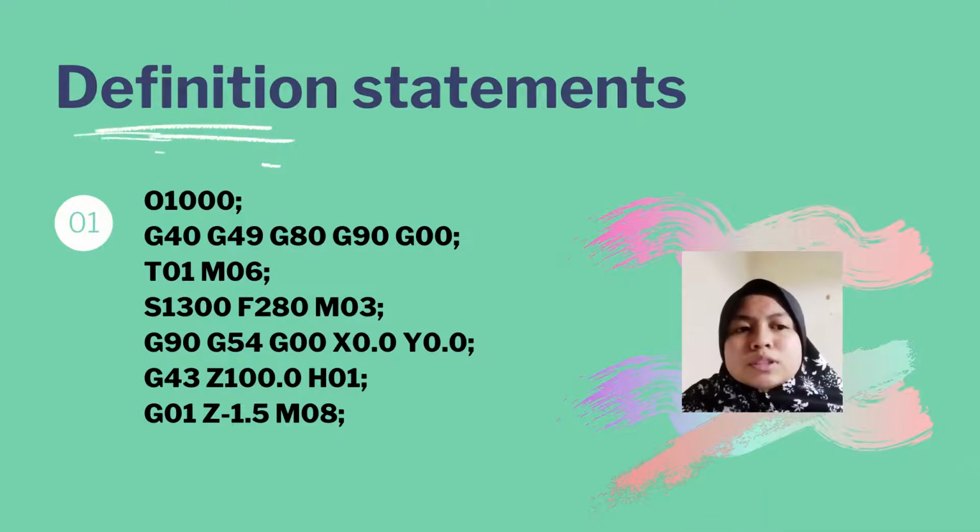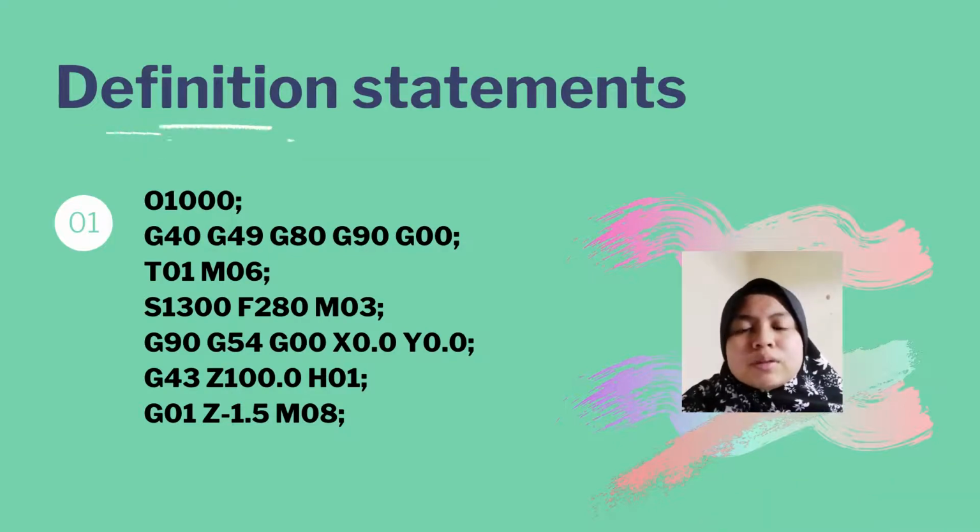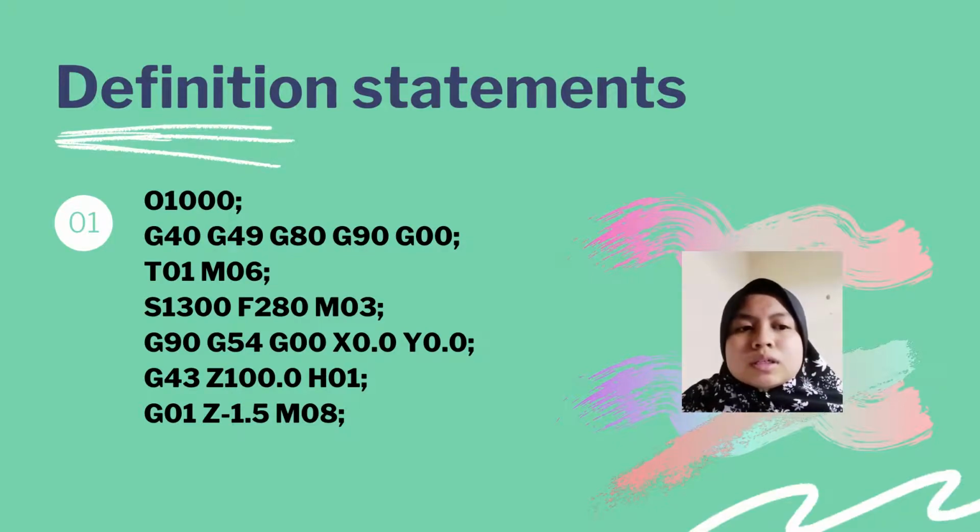Then, the positive tool length compensation was set in line 6. And lastly, the linear interpolation was set, and the depth of cut is 1.5 mm. Then we turn on the coolant.